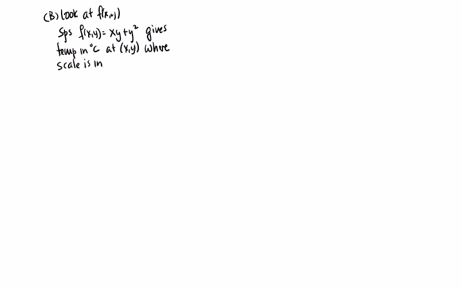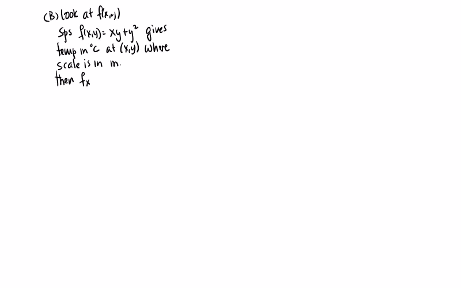So again, we're going to look at f of x, y, but this will work for multiple dimensions. One way that you could think of a function is as giving a temperature at a specific point. So let me look at a specific example. Suppose f of x, y equals, let's go back to this xy plus y squared. We'll say this gives the temperature in degrees Celsius at x, y, where the xy scale is in meters.